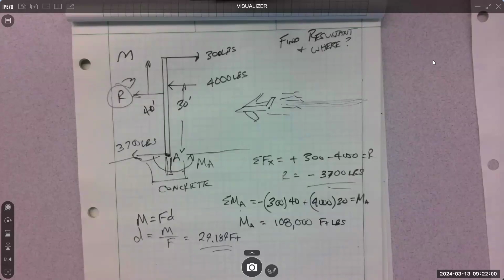Find the resultant. So it wasn't off the pole. I guessed wrong. I did trial and error. I did the 108,000 divided by the 37. Yep. Parallel is the easiest one. When you get angled forces, it becomes a little more complicated.